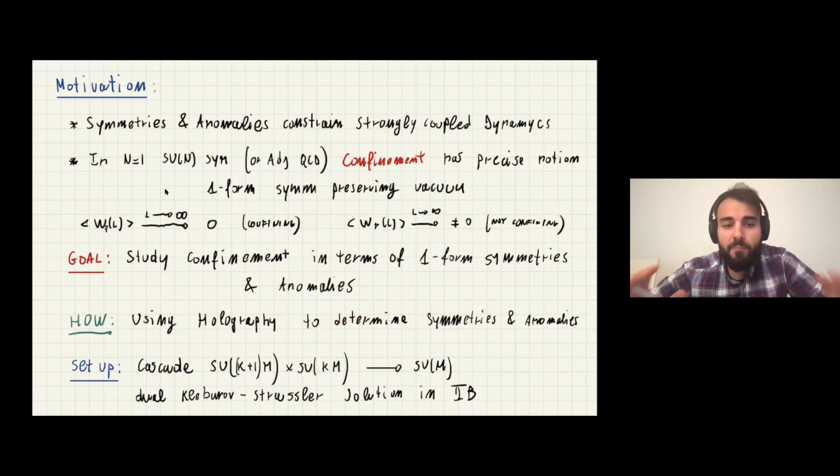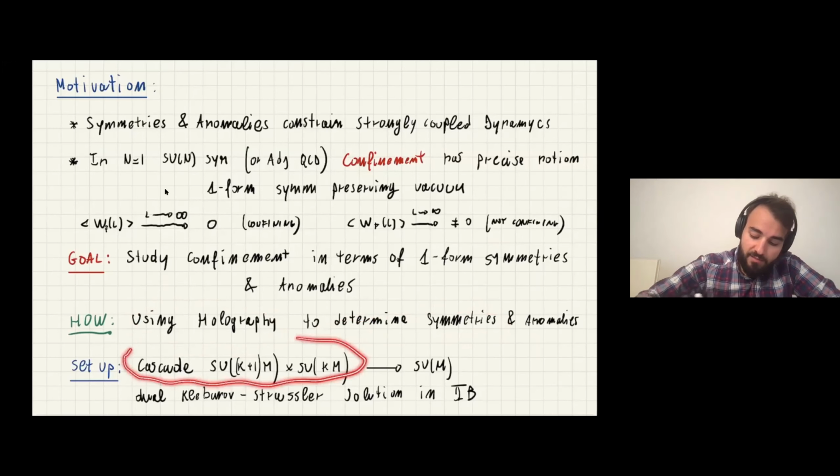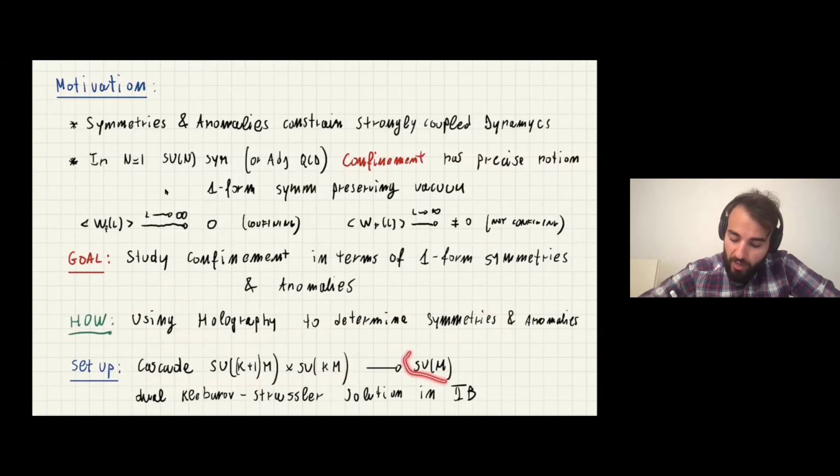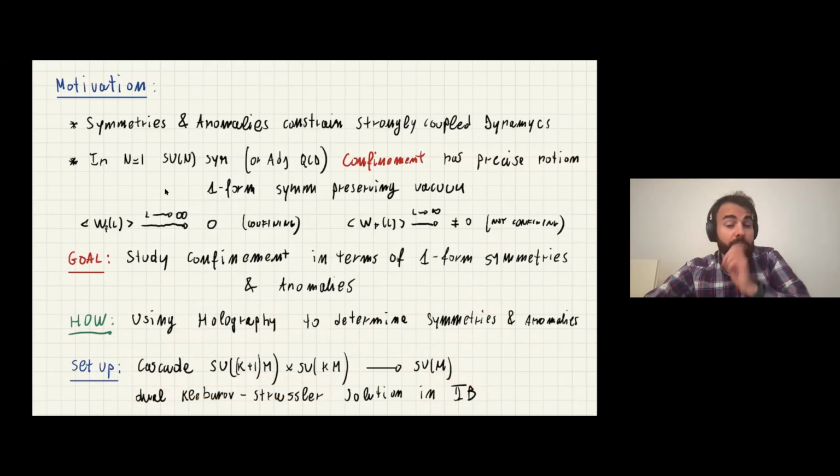And the setup where we embed, especially in N=1 super Yang-Mills, is the cascade theories, which flow to SU(N) super Yang-Mills. And the dual gravity setup is the Klebanov-Strassler solution, which is a solution of 10-dimensional type IIB supergravity.